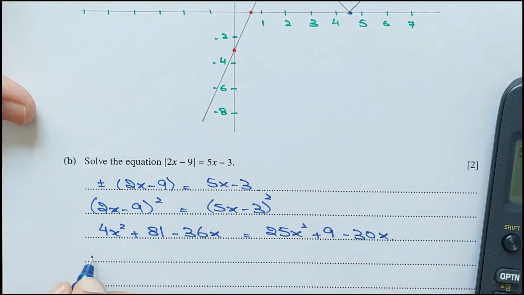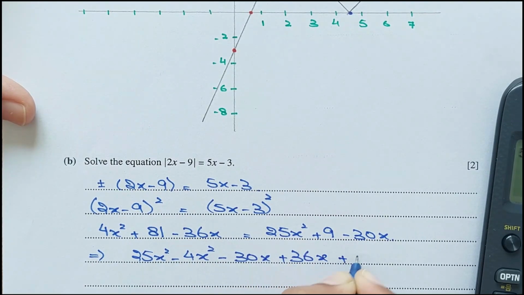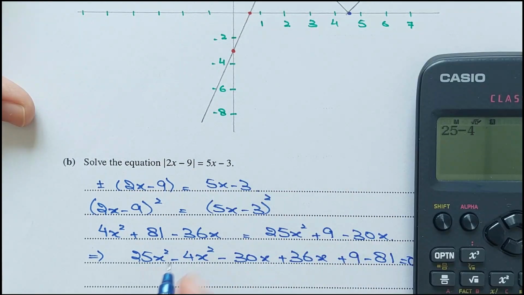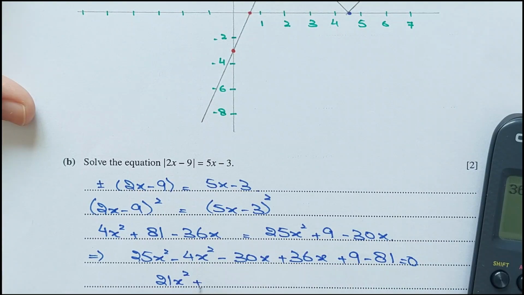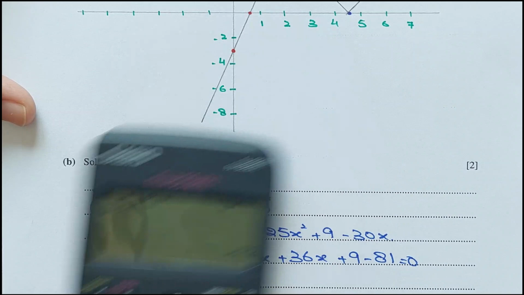From here, shifting all the terms to the right side: 25x square minus 4x square minus 30x plus 36x plus 9 minus 81 equals 0. So 25 take away 4 is 21x square. 36 take away 30 is positive 6x, and 9 minus 81 is minus 72.